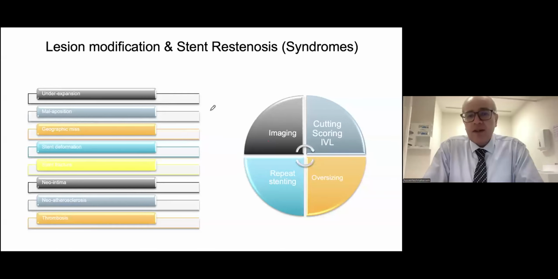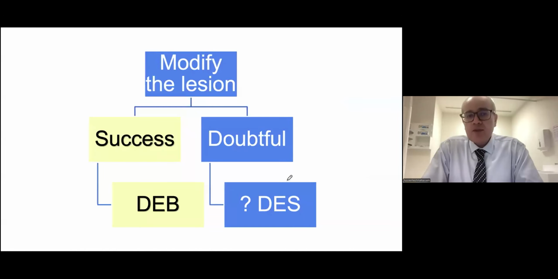That's why in in-stent restenosis or in-stent syndromes, I rely on imaging to understand the mechanism. Very low threshold to use cutting, scoring, IVLs, and I tend to oversize the balloons. And also, if I'm not happy, then my threshold to repeat stenting is very low. So you modify the lesion. This is the basic concept that I needed to adopt in interventional cardiology because it will improve not only your drug-eluting balloons, but your drug-eluting stents.